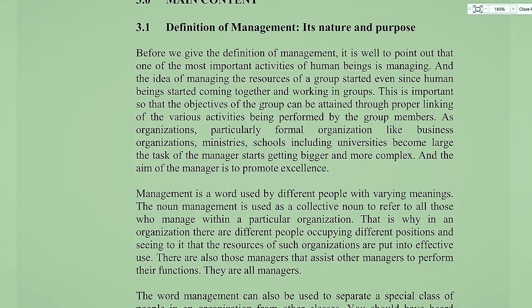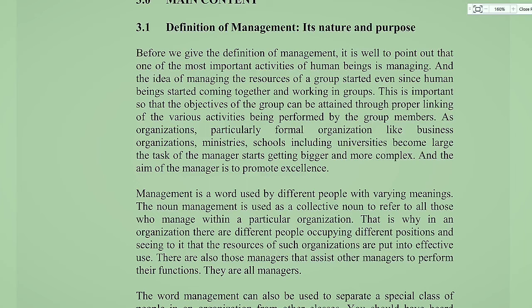This is important so that the objective of the group can be attained through proper linking of the various activities being performed by the group members. As organizations, particularly formal organizations like business organizations, ministries, and schools, including universities, become large, the tasks of the manager start getting bigger and more complex, and the aim of the manager is to promote excellence.